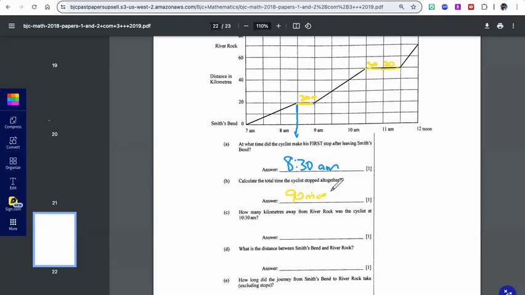90 minutes. But how many minutes is in 1 hour? Okay, so we have 90 minutes. We know that 60 minutes is in 1 hour. So if I subtract 60, I'm left with 30 minutes. So therefore, this person stopped for 1 hour and 30 minutes. If you put 90 minutes, that is correct. If you put 1 hour and 30 minutes, that is also correct. Any one of you the correct answer. Let's go on to the next question.